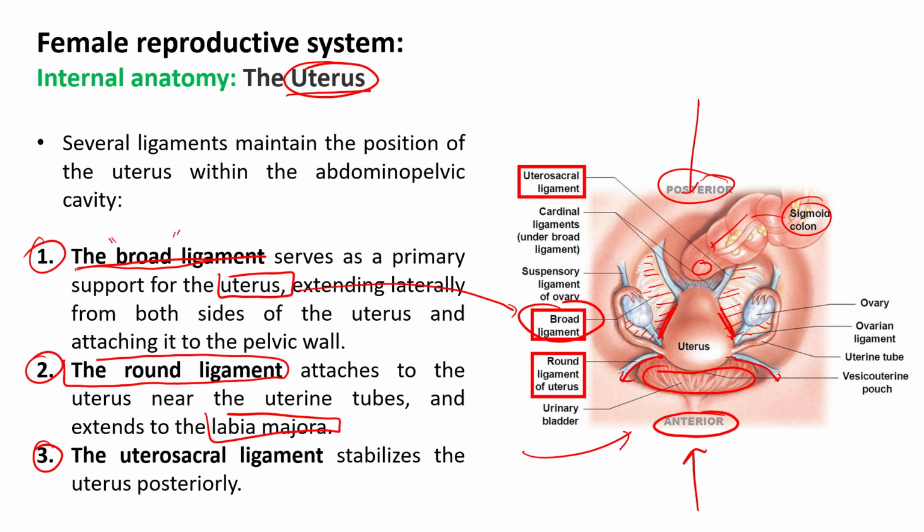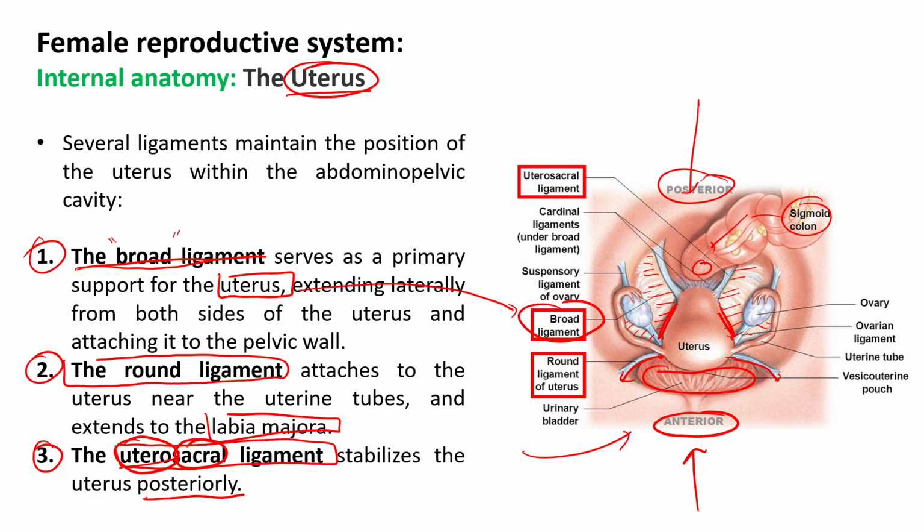The third and last ligament is the uterosacral ligament, and as the name implies, it's a ligament that connects the uterus with the sacrum, or the sacral region, and stabilizes the uterus posteriorly.